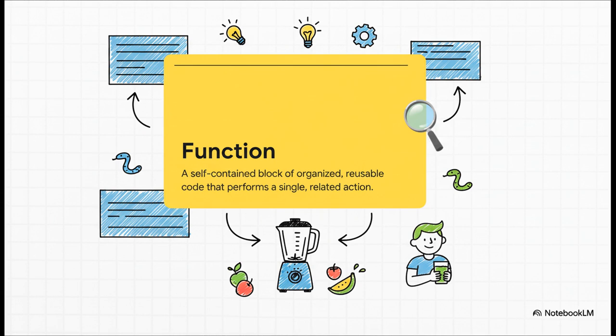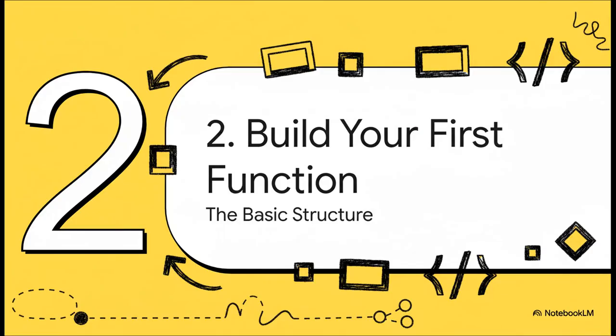Imagine you have a killer recipe for a smoothie. Instead of writing down the ingredients and steps every single time you want one, you just grab the recipe card, right? A function is exactly that, but for your code. Okay, that sounds great in theory, but how do we actually build one? It is way simpler than you might think.